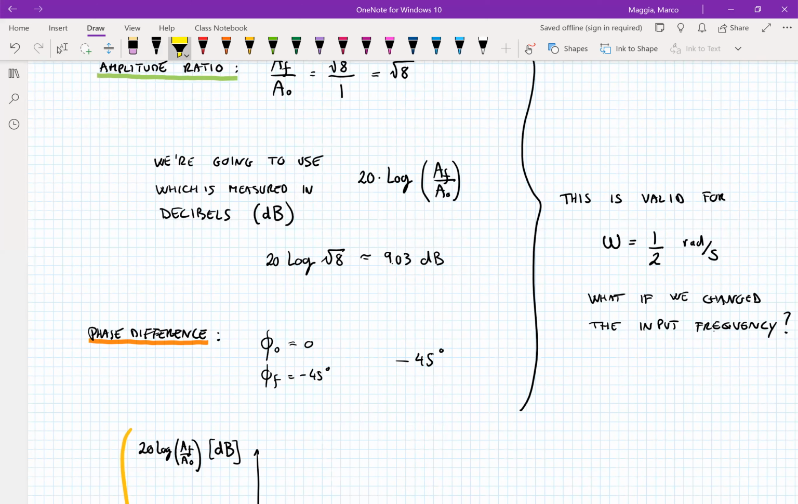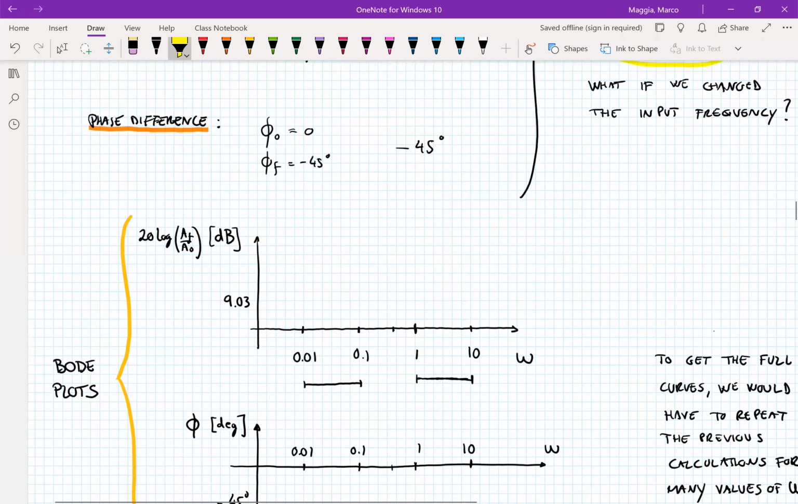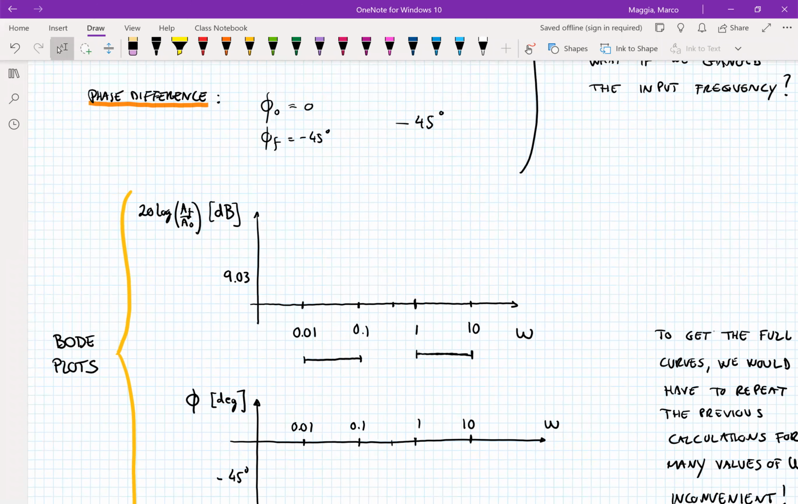But remember, this is valid for a frequency of the input equal to 0.5 radians per second. So what happens if we change the input frequency? Well, normally we would get a different amplitude ratio between the two signals and also a different phase difference. So what we could do is, by taking a different value of the input frequency, compute the amplitude ratio and the phase difference. And so let's actually do that. But first, let's report the values for the frequency that we've used.